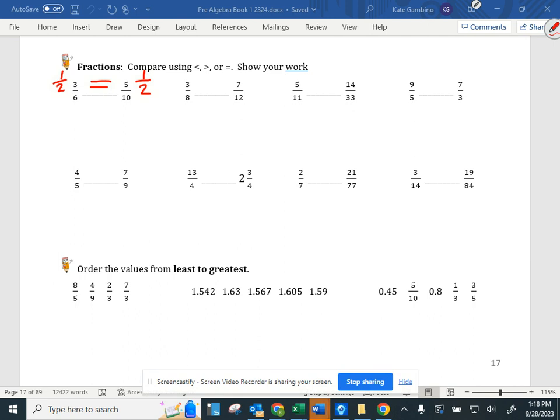Let's look at our next one. 3/8 and 7/12. What is half of 8? 4. So if it was a half, it would be 4/8, so 3/8 is a little bit smaller than half. Is 7/12 smaller than a half or greater than a half? Greater, because we know a half is 6/12, so 7/12 is our bigger number.